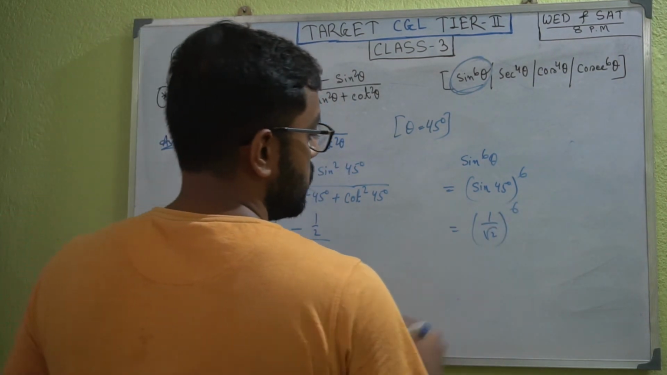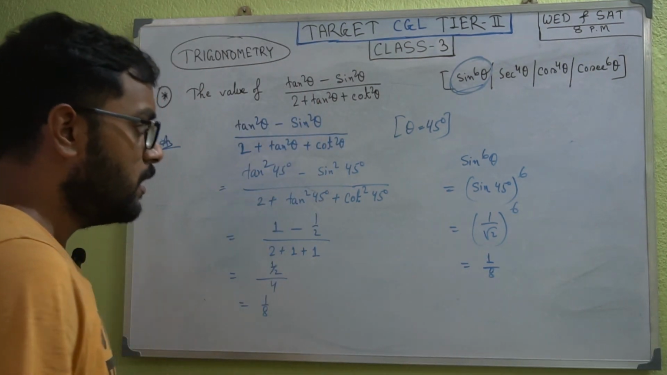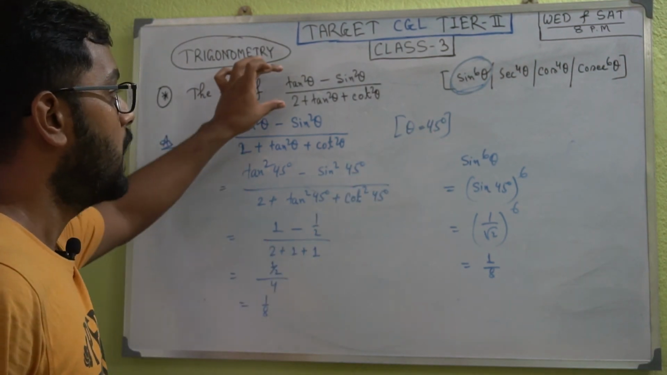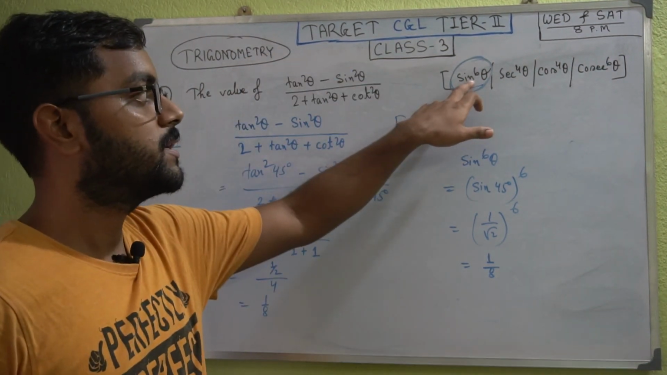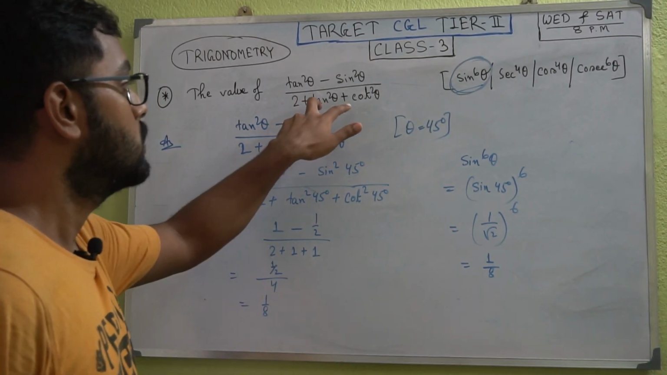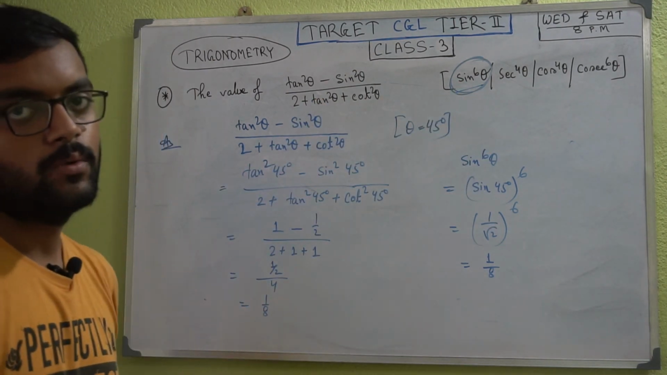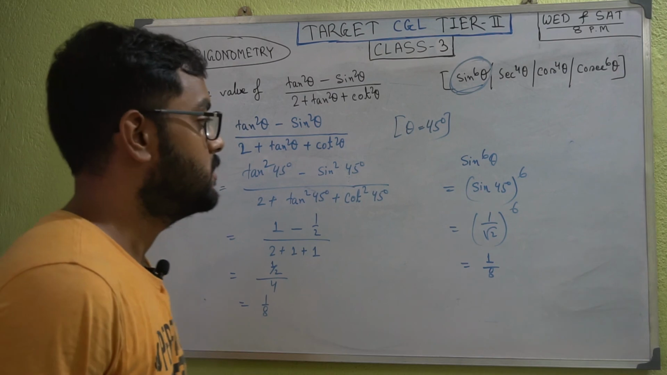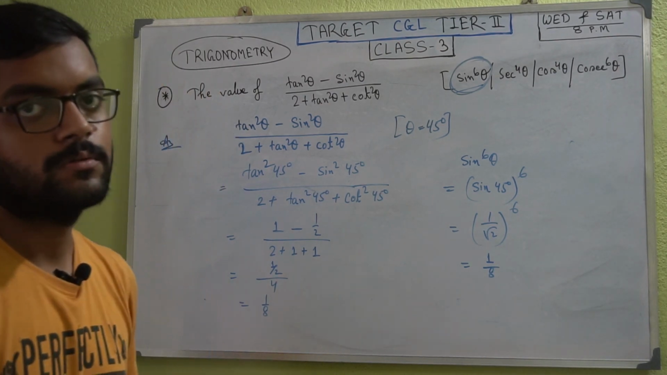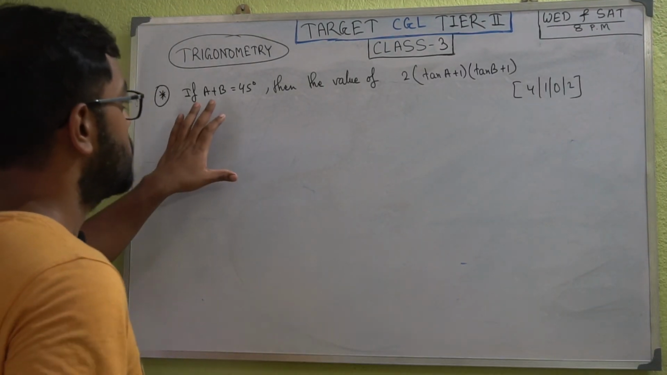1 by root 2 whole to the power 6 means 1 by 8. Now see, if we put theta equal to 45, then the value of this function and this function is the same. So we can easily say that the function of this value will be sine to the power 6 theta. Okay, we can do it in that process also. Okay, next. Now let's start the next problem.